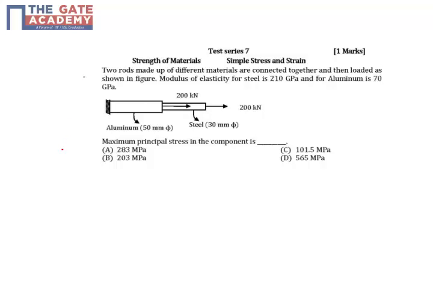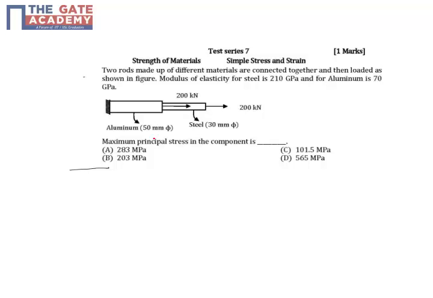So let's discuss a question on strength of materials. A composite, or I should say a stepped shaft, is given, where on the left side you have the aluminium shaft and then the steel shaft just on the right side of the aluminum, and we have loads at various points as shown in the figure. The modulus of elasticity, the cross section, everything is given.